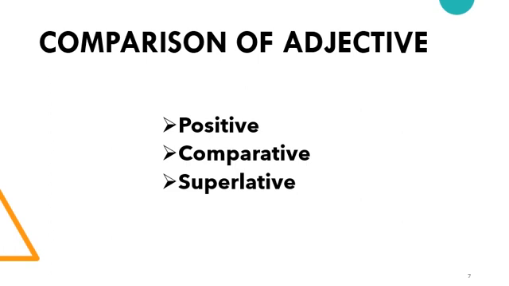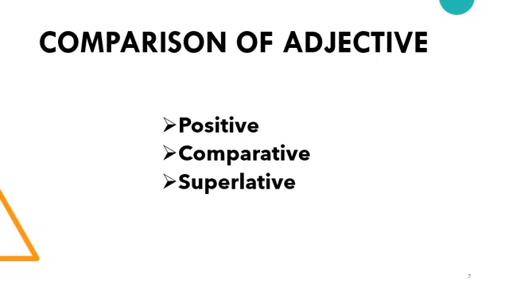Now we will discuss the comparison of adjectives. There are three degrees of adjective: positive, comparative, and superlative. Let us see a few sentences. Tom is a rich boy. John is richer than Tom. And Kim is richest of all. So these are the three sentences. Now, rich, richer, richest are the degrees of adjective. Rich is a positive degree, richer is a comparative degree, and richest is the superlative degree of adjective.